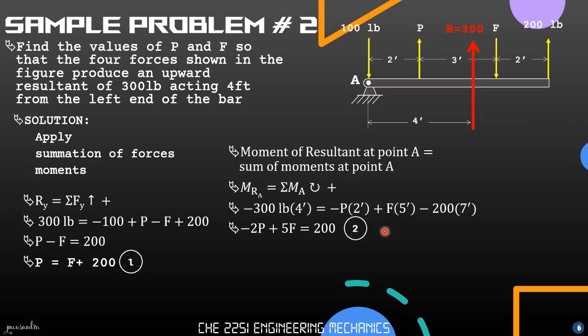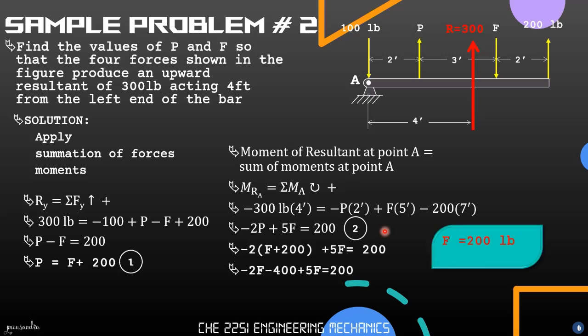Or we could also substitute equation 1 to equation 2. So we will have now F equal to 200 pounds and P is equal to 400 pounds. So we have positive values for the two computed values of the unknowns, meaning our directions for P and F are correct.